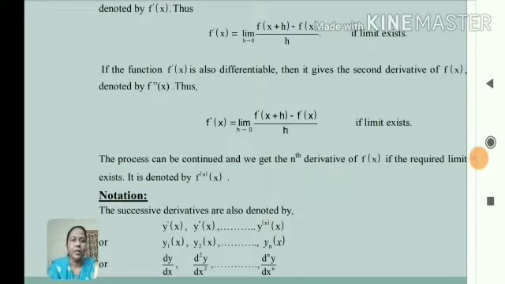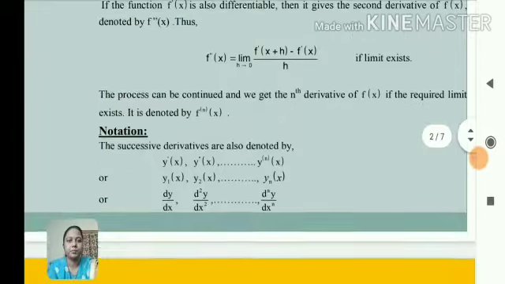Thus, f double dash x is equal to limit h tends to 0 of f dash of x plus h minus f dash x upon h, if the limit exists. The process can be continued and we get the nth derivative of f of x if the required limit exists, and it is denoted by f n of x.